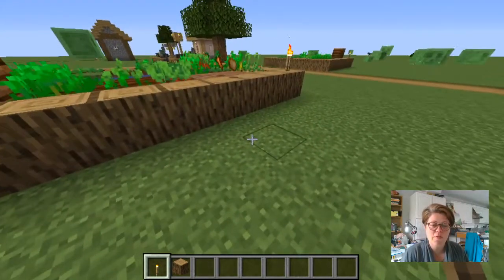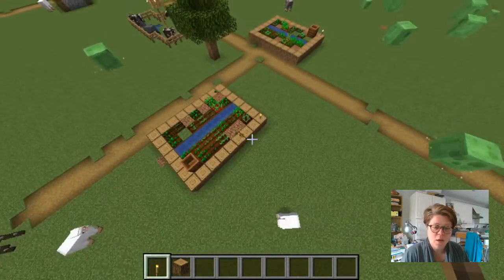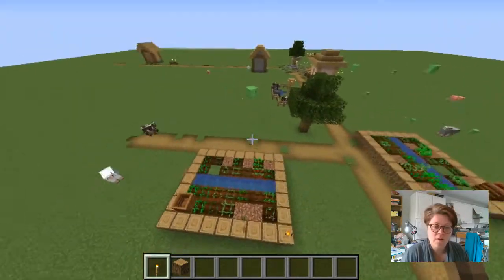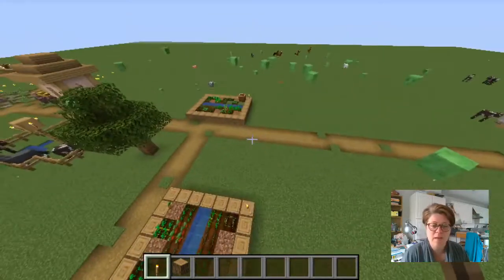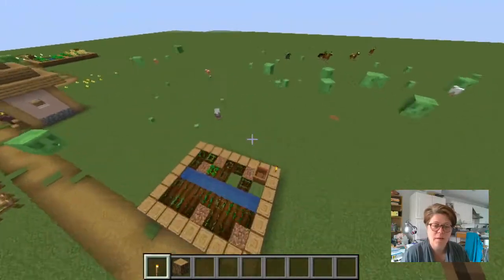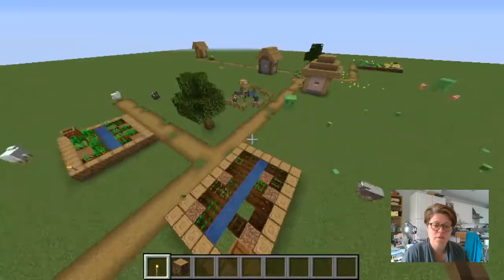So it was the same size, wasn't it? So we can say that the perimeter going around the outside of this flower bed is the same as the perimeter going around this flower bed.